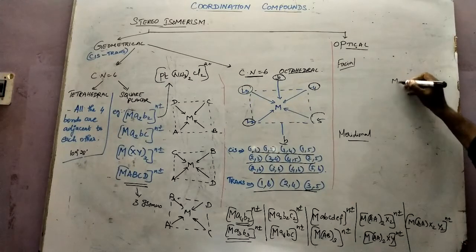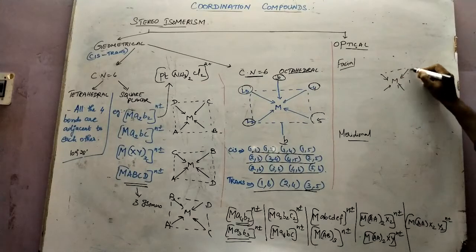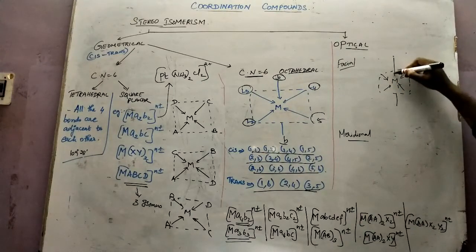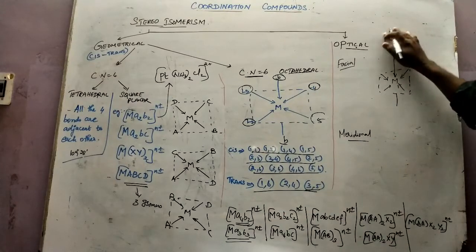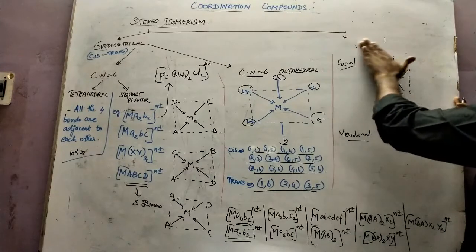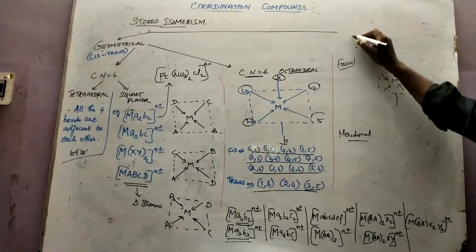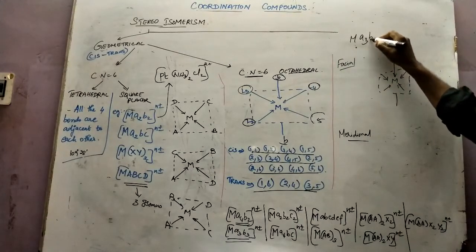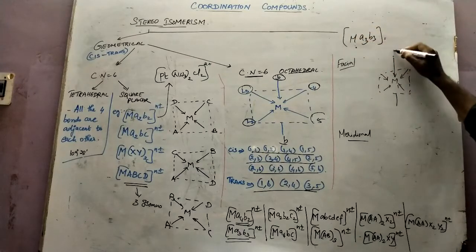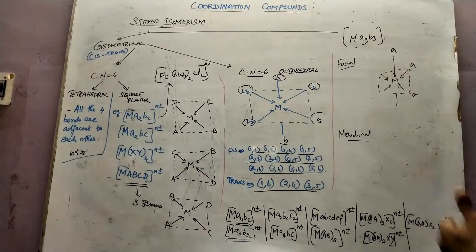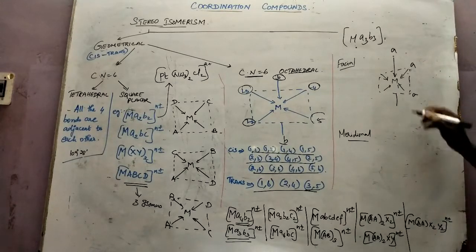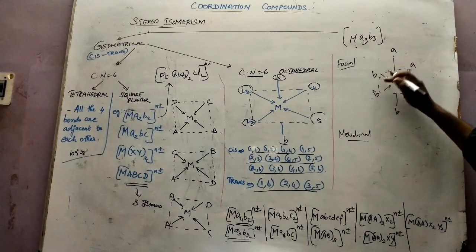See here. The metal is located at the center of the octahedral position and the 6 ligands are present at the axis. Okay. Right. See here, Ma3B3 type. I am going for Ma3B3 type. So if the 3 A ligands are in consecutive or adjacent positions, then the 3 B positions will be like this.